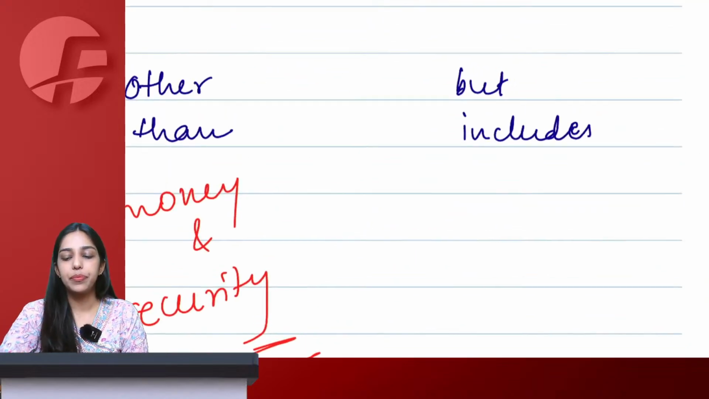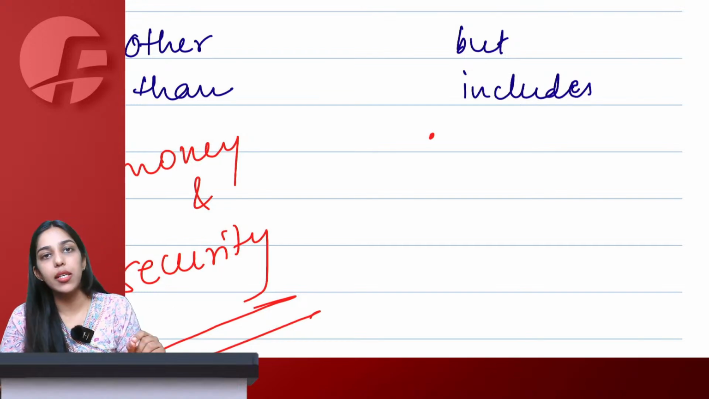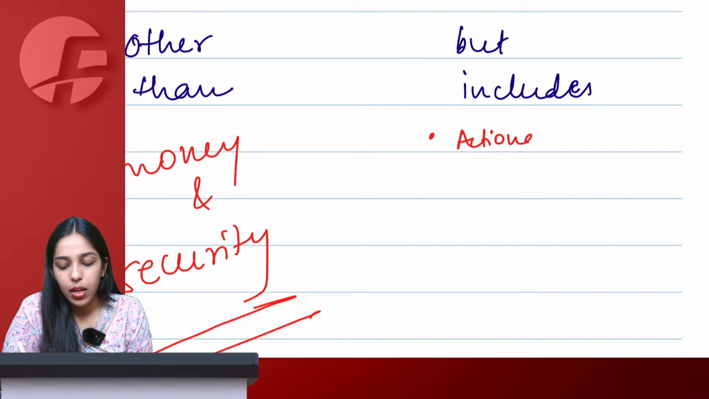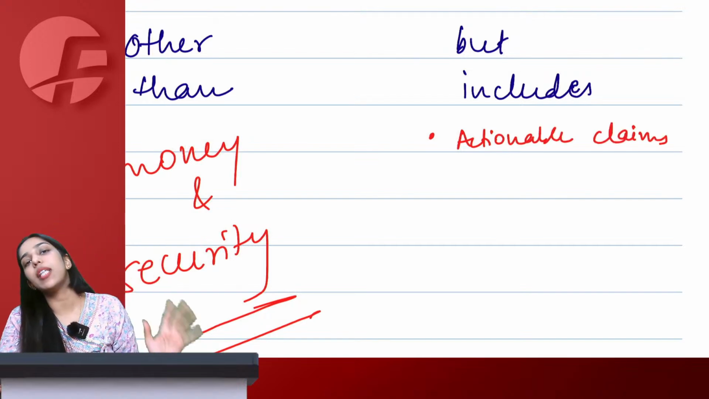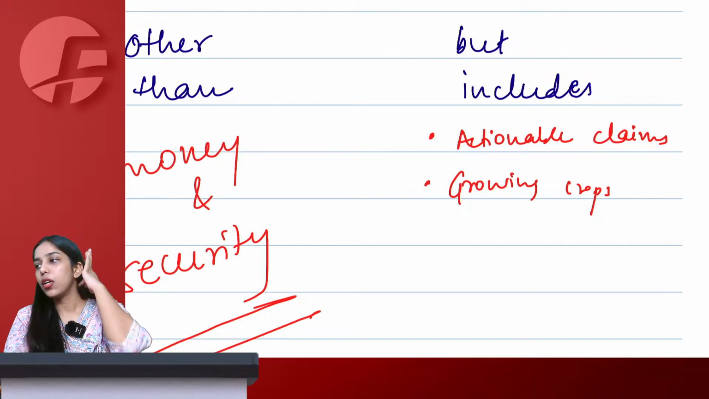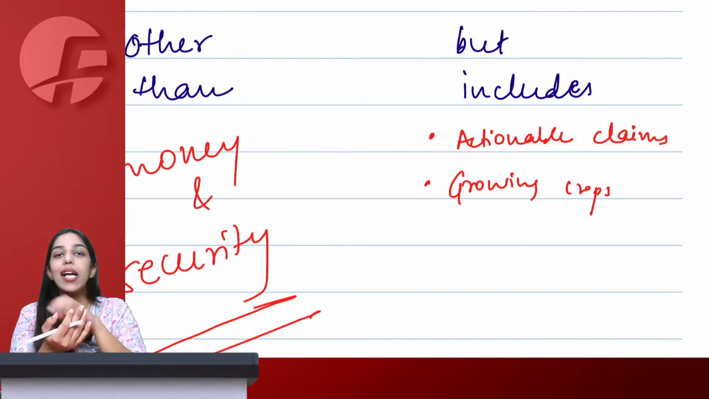But the includes point says that there might be certain things which are not movable, like actionable claims. Actionable claims are not movable, but we still want to consider them as goods. Then we say any growing crops, grass or anything that is today attached to land.